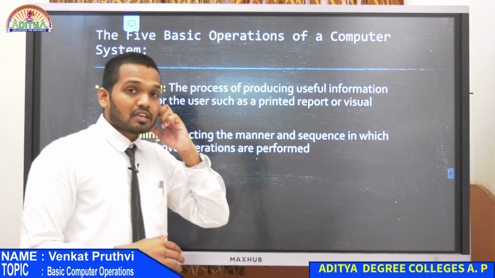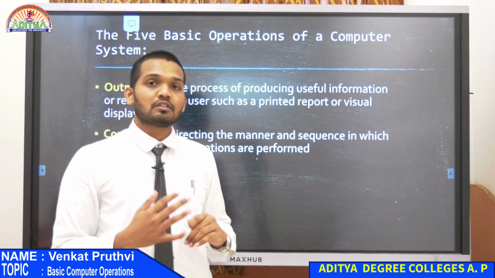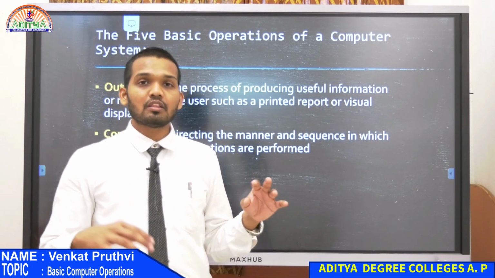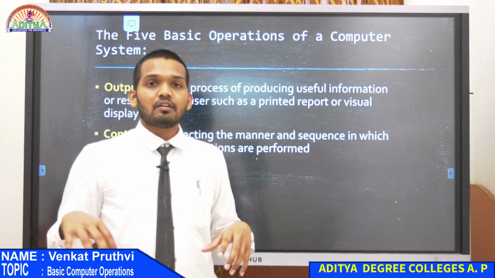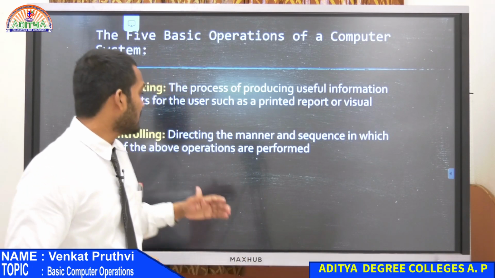So in such a case, there should be one unit which controls and tackles all the other units and has a command on each and every unit inside the computer. That is where controlling comes in.